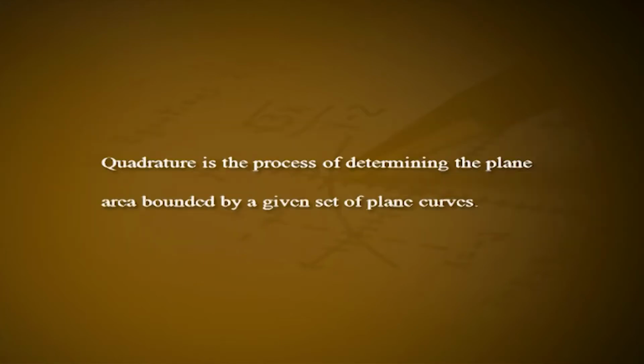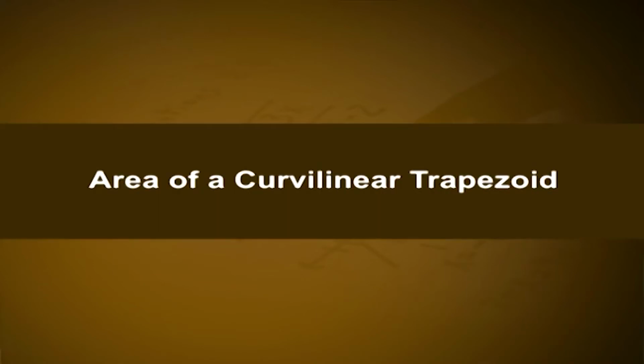Quadrature. Quadrature is the process of determining the plane area bounded by a given set of plane curves. Area of a curvilinear trapezoid.